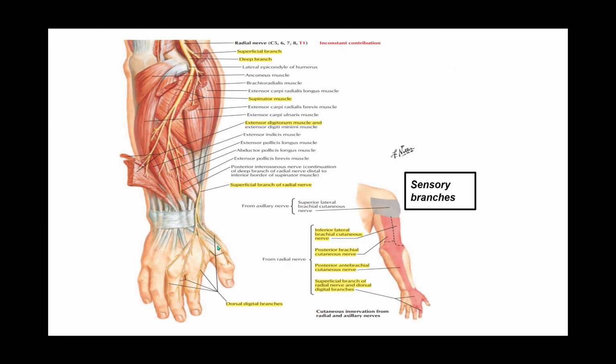And it gives off the dorsal digital branches, okay, to the thumb, to the index finger, to the middle finger, and also to the radial half of the ring finger. Yeah. So let's look at the sensory branches of the radial nerve.